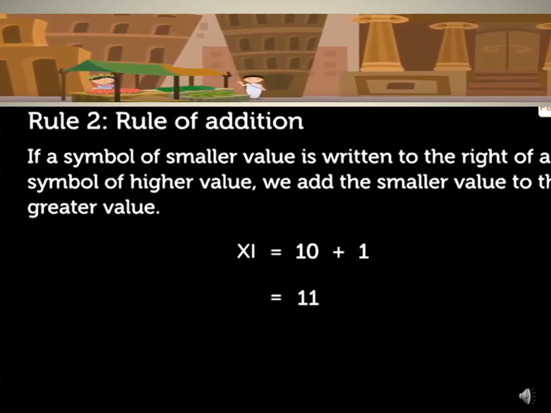Rule number 2. Rule of addition. If a symbol of smaller value is written to the right of a symbol of higher value, we add the smaller value to the greater value. Let us consider XI. X has the value of 10 and I has the value of 1. So the Hindu Arabic number for this Roman numeral is 11.